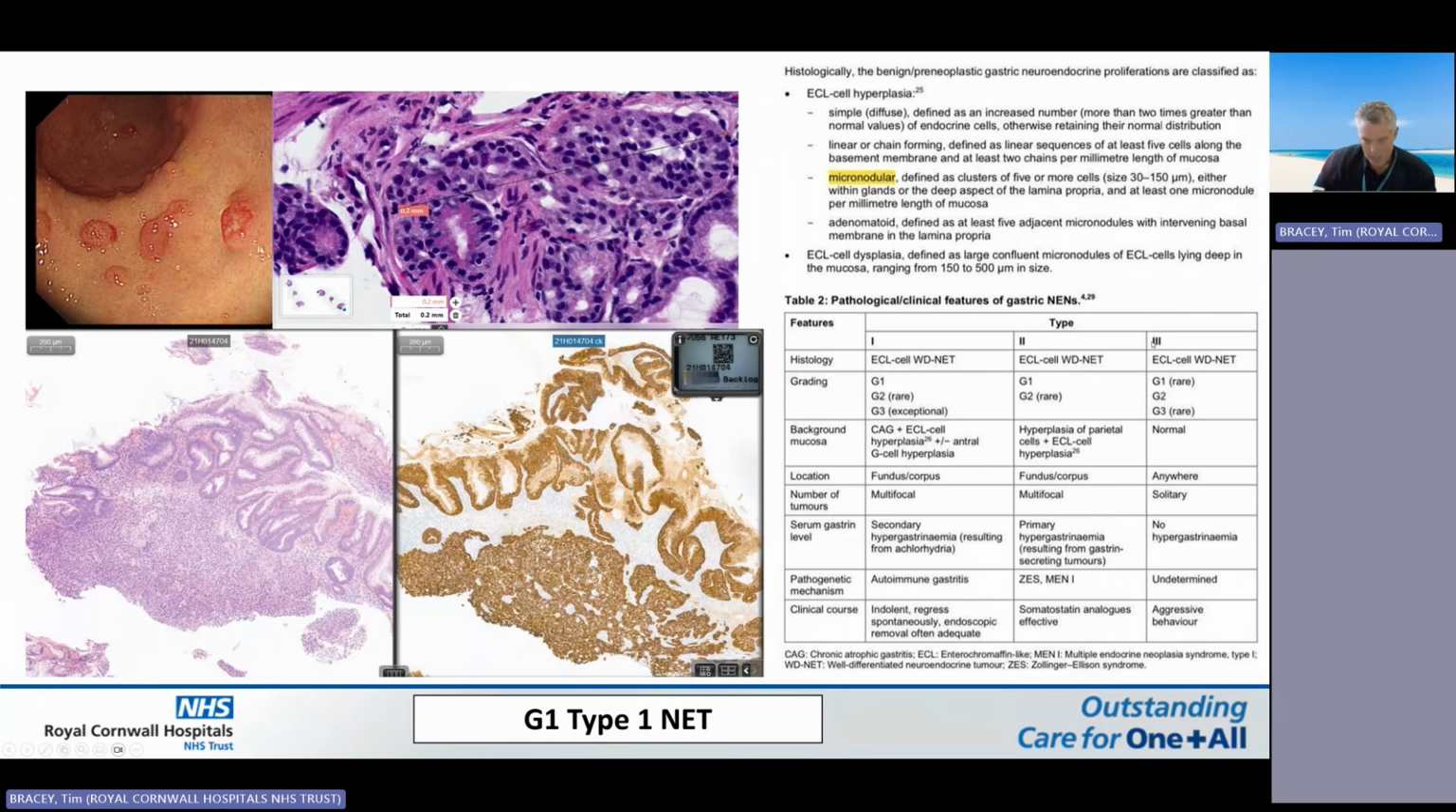Type 3 is the next most common, and in the books they say that they're always aggressive. In fact, with increased surveillance and increased endoscopy, I've seen a lot of type 3s which have behaved in a pretty indolent fashion and have been grade 1. But in type 3s, where I don't see this background atrophy or intestinal metaplasia, I always am very obsessive about grading these and counting Ki67s.